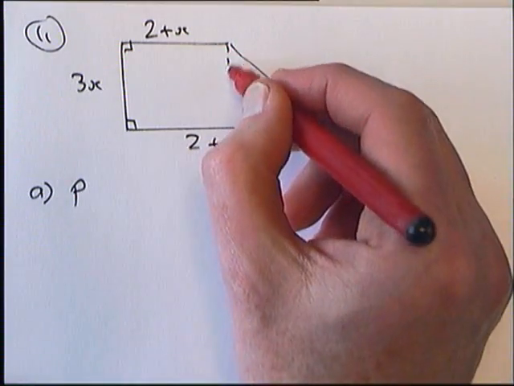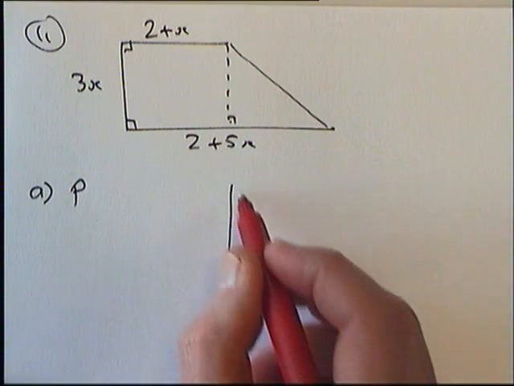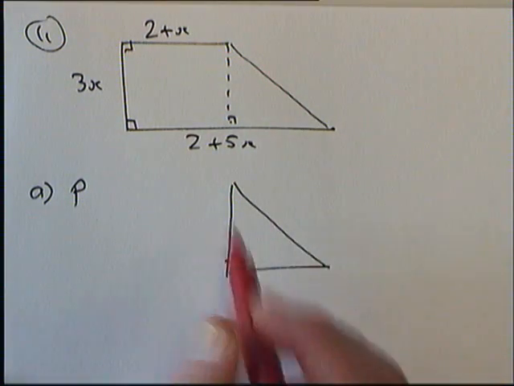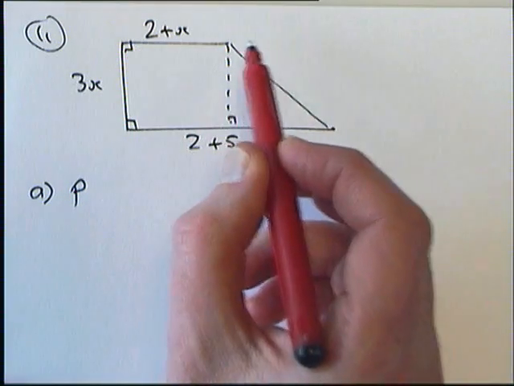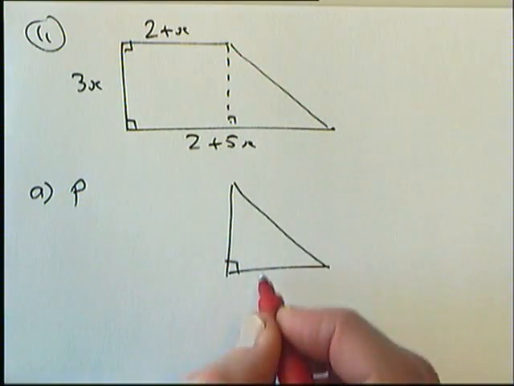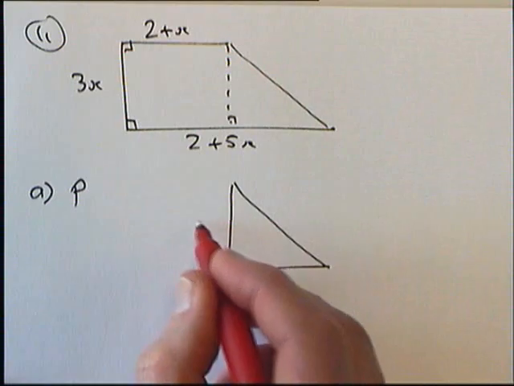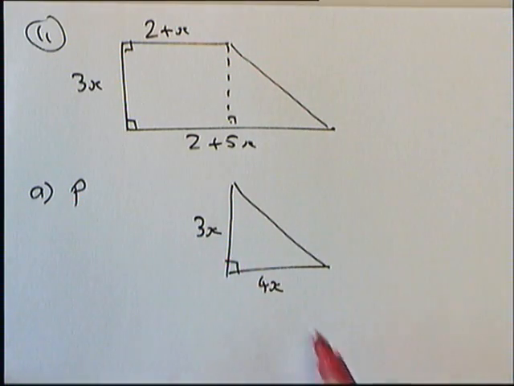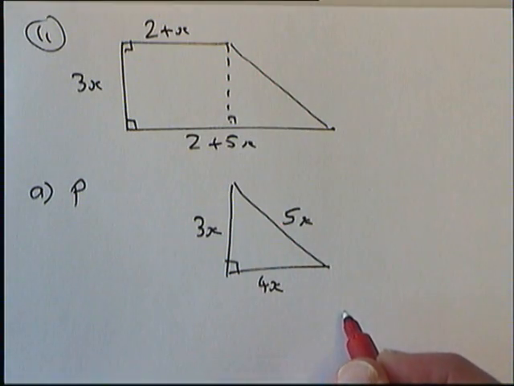Now, we need to split it off down here into a right-angled triangle first. If we look at that triangle, given we know that this is 2 plus 5x, and this is 2 plus x, the missing bit up here must be 4x. This bit here is 3x. So using Pythagoras in the 3, 4, 5 triangle, this must be 5x.